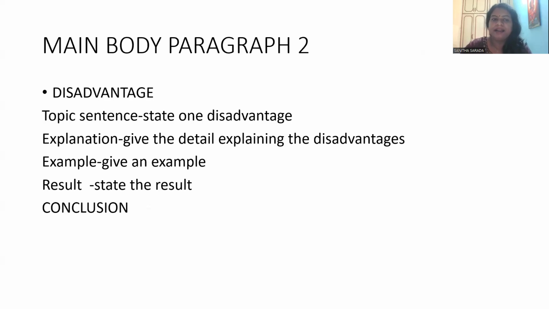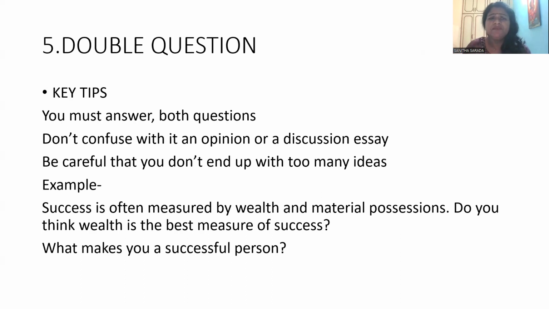In the second paragraph, you have to write one disadvantage. Explain. Give the details. You have to explain the disadvantage. And after that, write an example and write the result. What is the result of this disadvantage? Finally, conclusion. Got it?